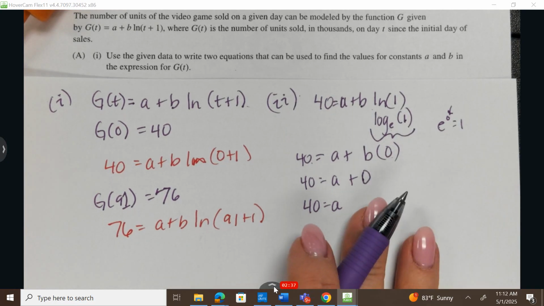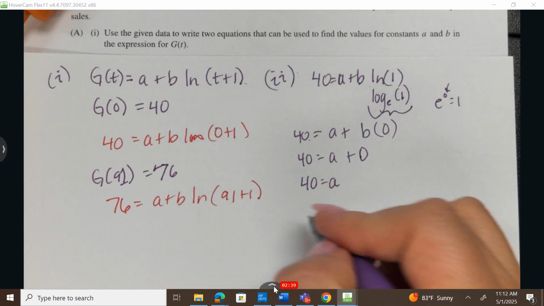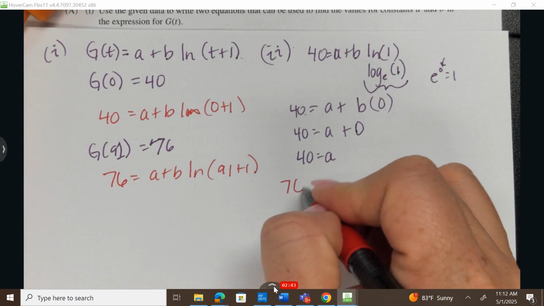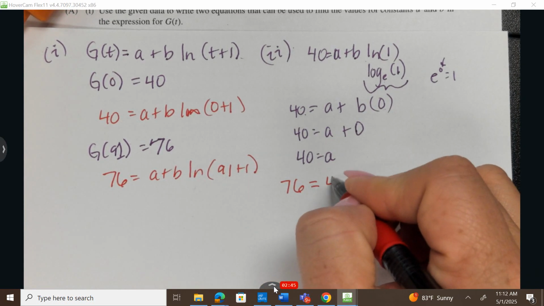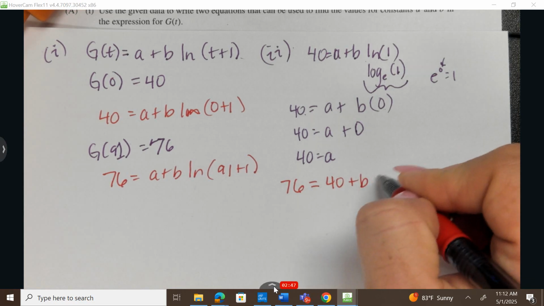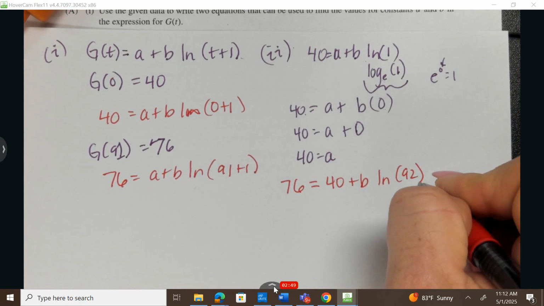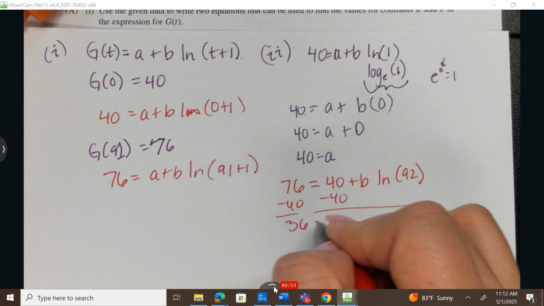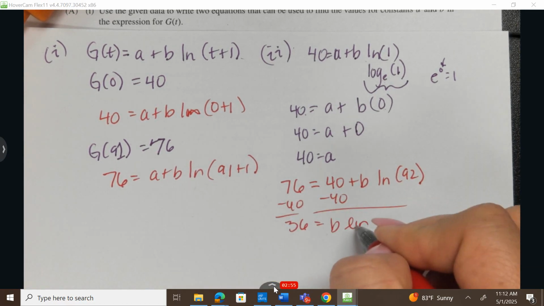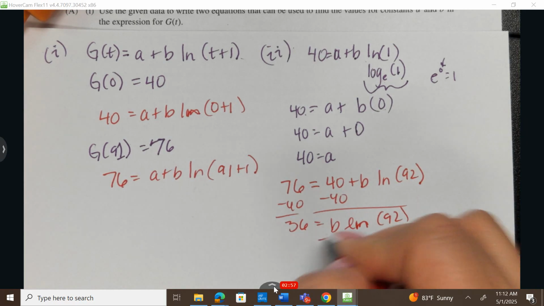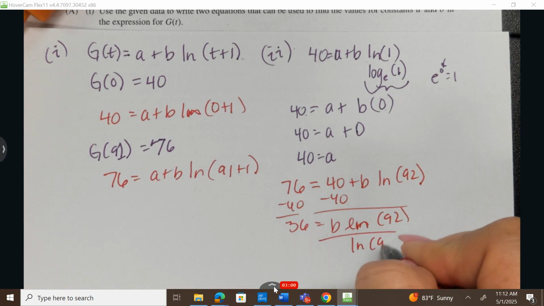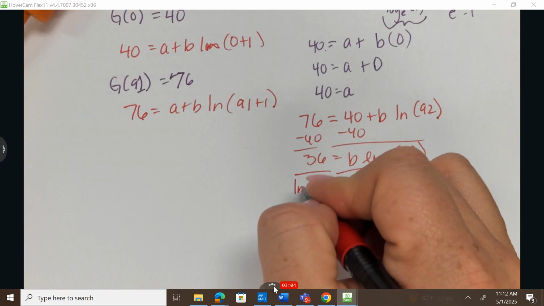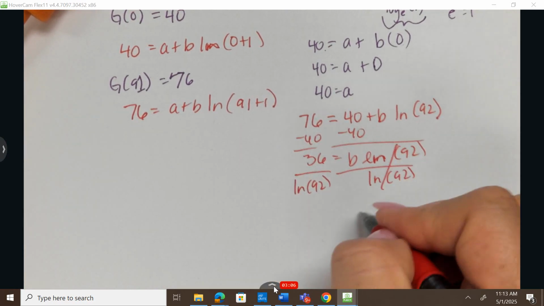So I'm going to go back up here to this equation, and let me switch the colors here so it's easier for you to see. 76 equals 40 plus B times the ln of 92. Start by subtracting 40 from both sides. I have 36 equals B times the ln of 92. To isolate B, I'm going to divide by the ln of 92. Make sure you're showing all of your work, and then you're just using that calculator to assist you here.